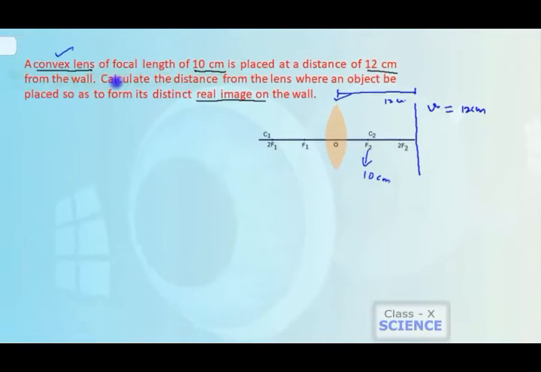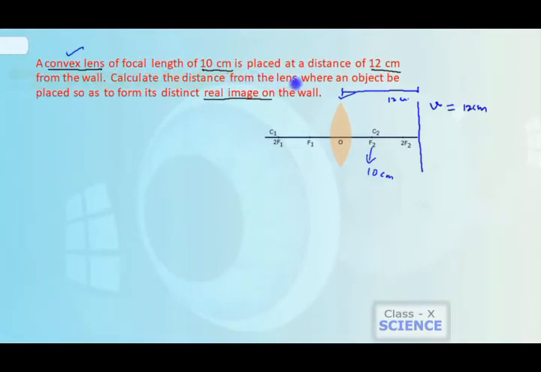Now the question is, calculate the distance from the lens where an object should be placed. Where should the object be kept so that the image formed will be at a distance of 12 centimeter? So we need to find the object distance, and here one more thing is given, it is a real image. That means the image will be formed on the right hand side.